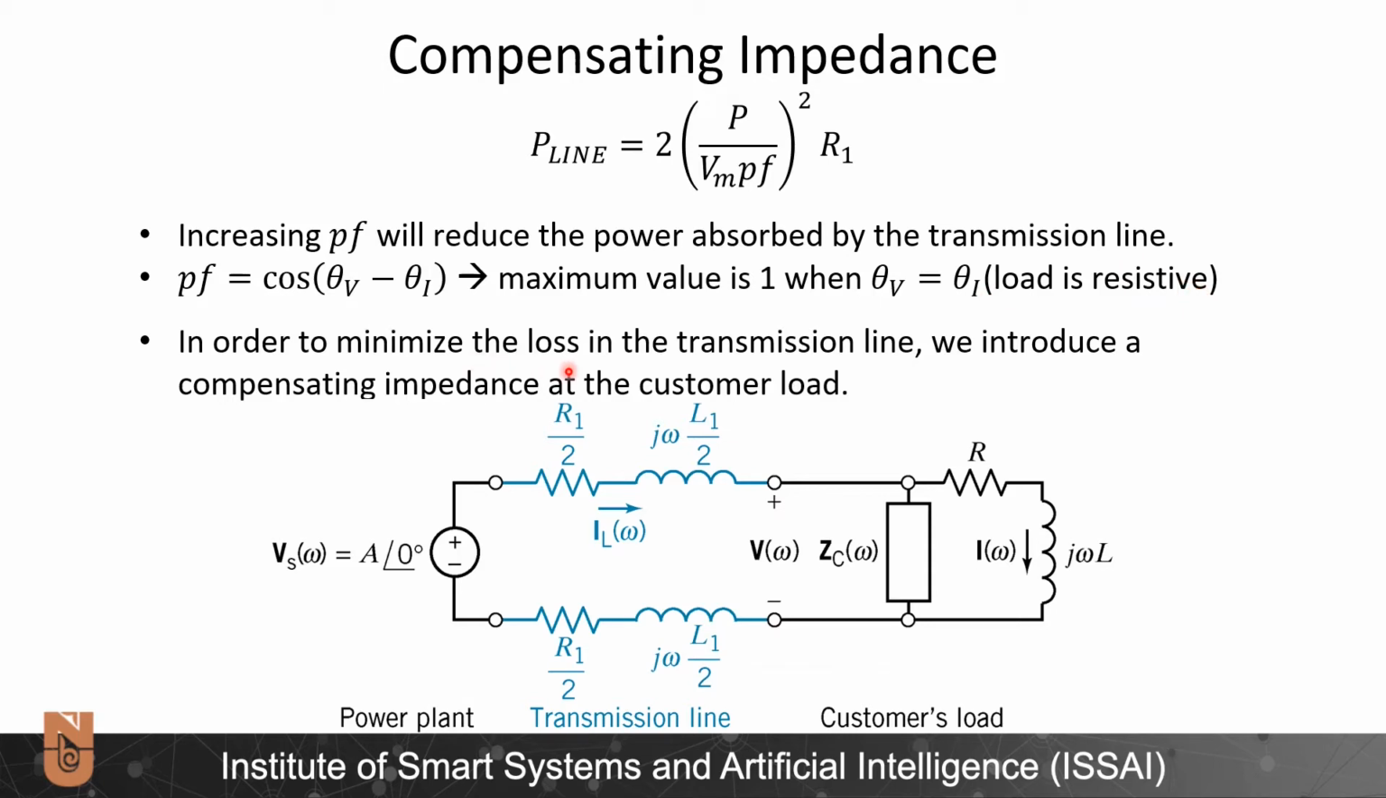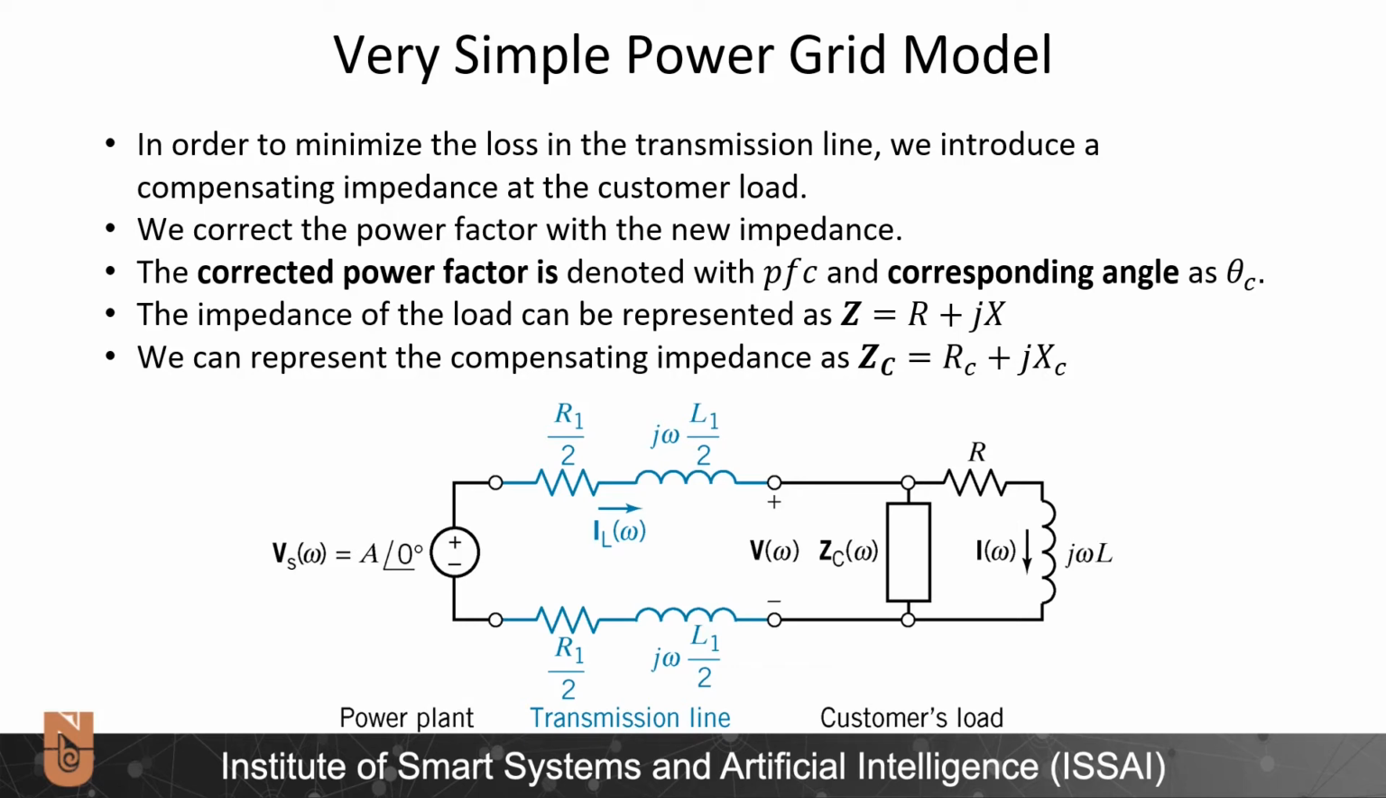In order to minimize the loss in the transmission line, we will introduce a compensating impedance at the customer load to achieve this increased power factor. In other words, we will correct the power factor with the new impedance. The corrected power factor is denoted as PFC and the corresponding angle is theta C.